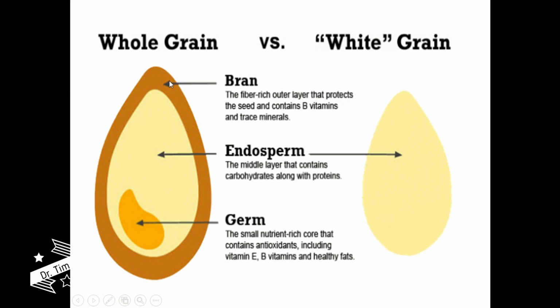A whole grain, which is the real food, not undergoing any refining process, contains three main parts. Bran, the fiber-rich outer layer that protects the seed and contains B vitamins and trace minerals. And germ, the small nutrient-rich core that contains antioxidants, including vitamin B, E, and healthy fats. The inner part, endosperm, the middle layer that contains carbohydrate along with protein. After the refining process, the whole grain becomes white grain. It only contains endosperm. So the refining process removes the bran and germ, the nutrient-rich areas of our whole grain.